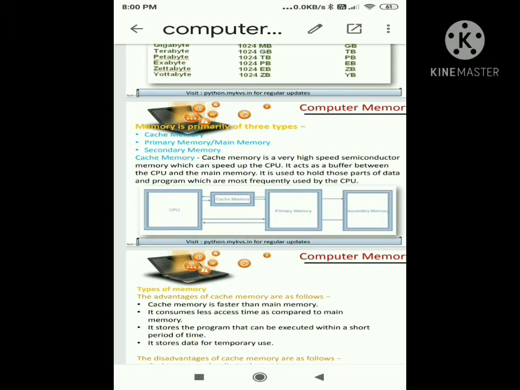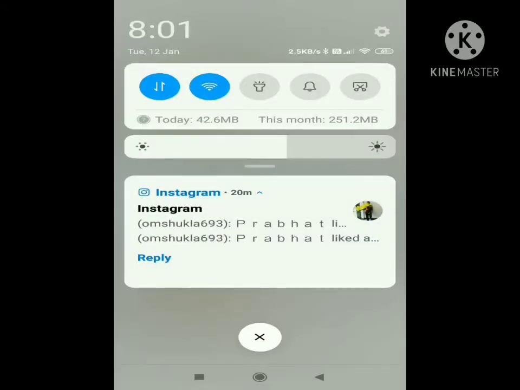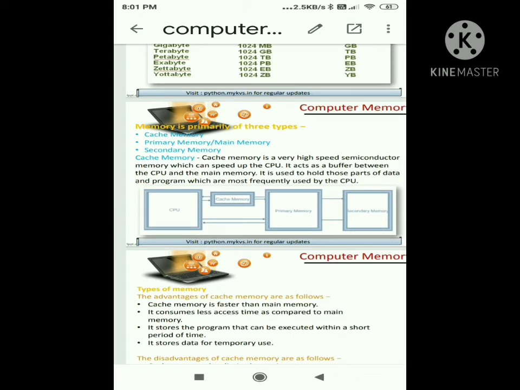Every memory has some advantages and disadvantages. This type of memory has the advantage that it is faster than main memory. It consumes less access time as compared to main memory. I'm talking about the advantages of cache memory. Then the next advantage is it stores the programs that can be executed within a short period of time. It stores data for temporary use.